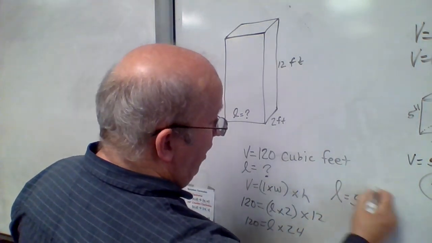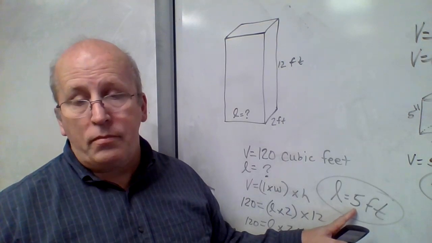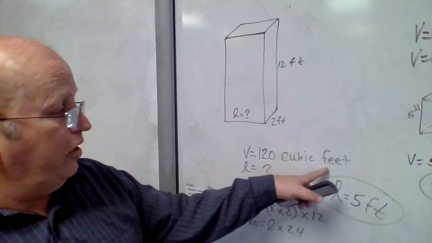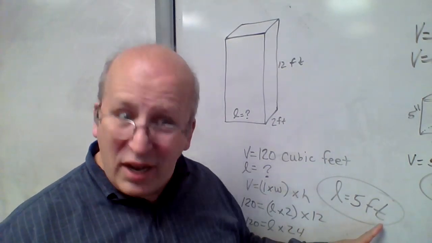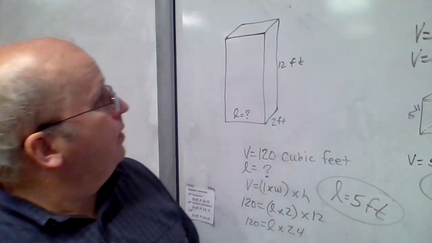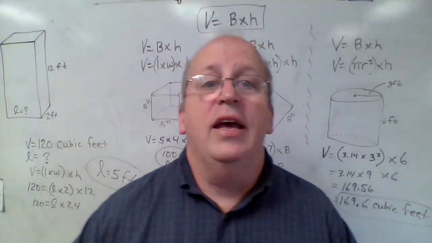Now, in this case, you'll notice my label is not 5 cubic feet. The volume is measured in cubic feet. But when we're just dealing with a distance like length or width or height, our label is feet, just plain feet.